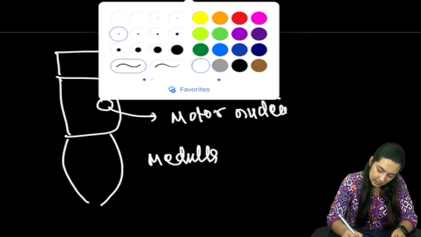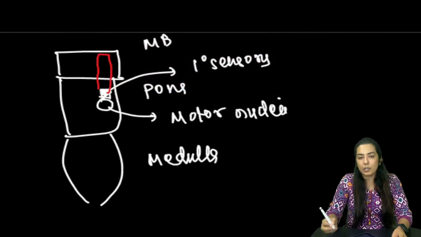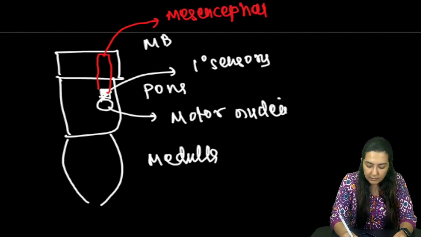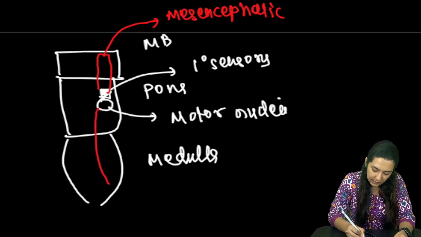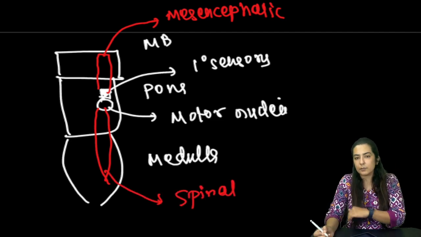Now it has one subnucleus which is known as the mesencephalic nucleus. Mesencephalon means midbrain, so it is present in the midbrain. And one other is the spinal nucleus. That means it is going towards the spinal cord.